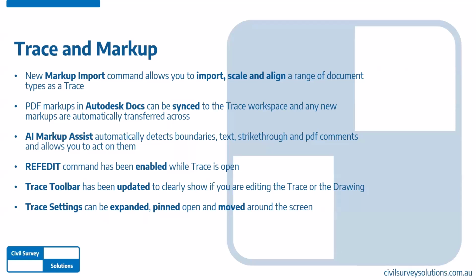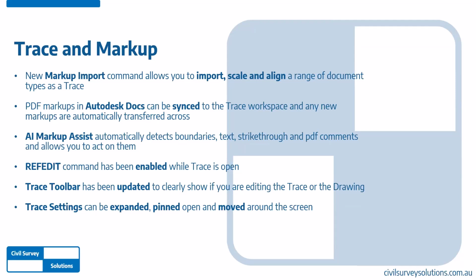The next change is to the trace and markup. So the new command markup import is very handy as it allows you to import a range of different documents, including images and PDFs, and you can scale and align them in a trace layer. If you're working in Autodesk Docs, this is very handy as they will sync across the workspace. You can have one person working in Docs making markups to a PDF. Also, there's another person working in the DWG making those files, and they can both be working on it simultaneously and having live updates.